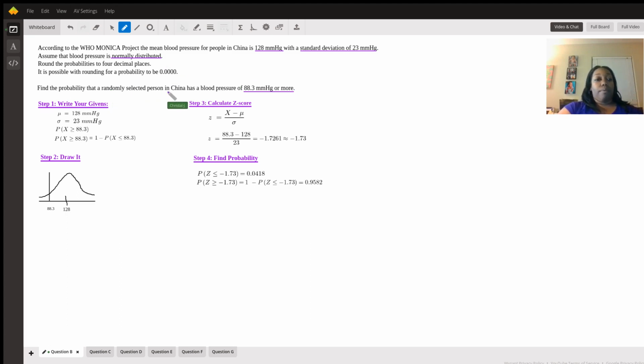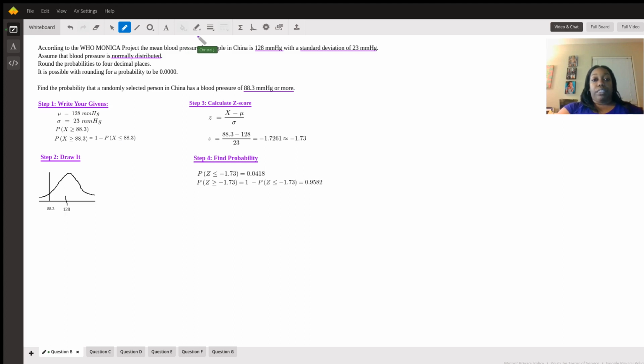And then it says the probability that a randomly selected person has a blood pressure of 88.3 or more. That "or more" is the key component to write out our givens. So we will be looking for the probability of X being greater than 88.3. Now, because under a standard distribution curve, the total area is always worth 1, when we are looking at a z-table chart, it is actually going to give us the area to the left, which is the number less than that. So because that's not what we're looking for, all we would have to do is take 1 minus the probability of X being less than 88.3.